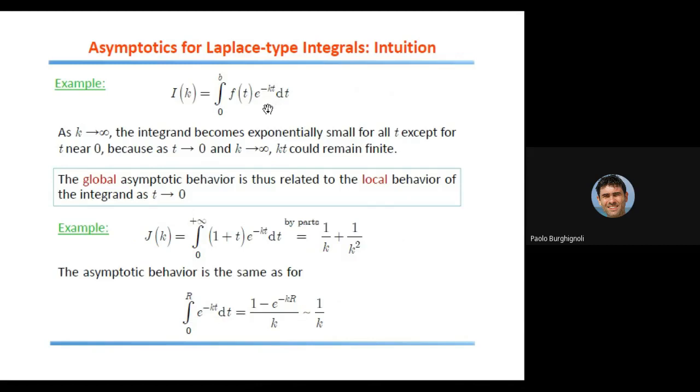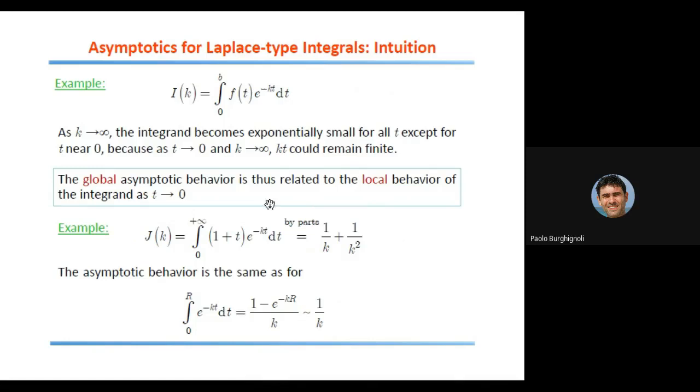So the idea is that when k is large, this exponential is negligible everywhere except in a small neighborhood of the point t equals 0. That's the only part of the integration domain that matters, as long as you're interested in the asymptotic limit when k is large. So the global asymptotic behavior in this limit is related to what happens close to the origin of the t-axis, so to the local behavior of the integrand.